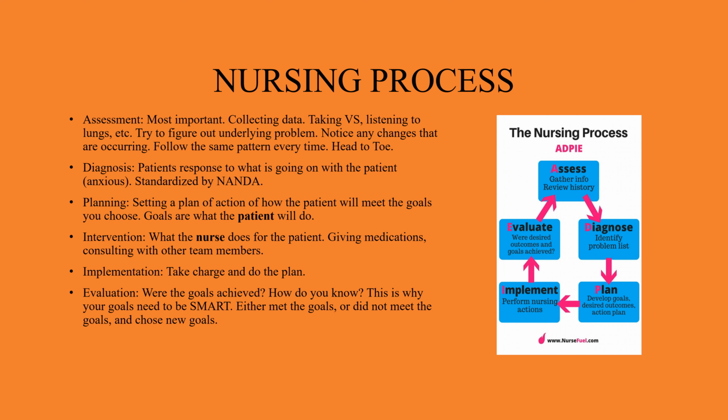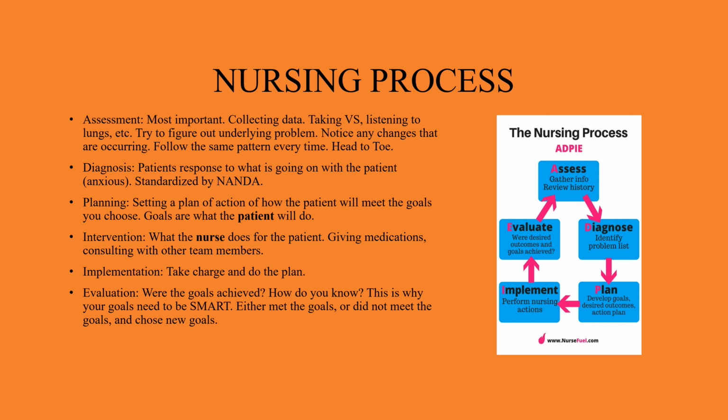So the third step is planning. We set a plan of action of how we're going to help increase cardiac output with the patient. Okay, so we're going to come up with goals. The goals are what the patient will do. So the patient will ambulate. The patient will complete their incentive spirometer exercises. Whatever the patient is going to do, this is the plan.